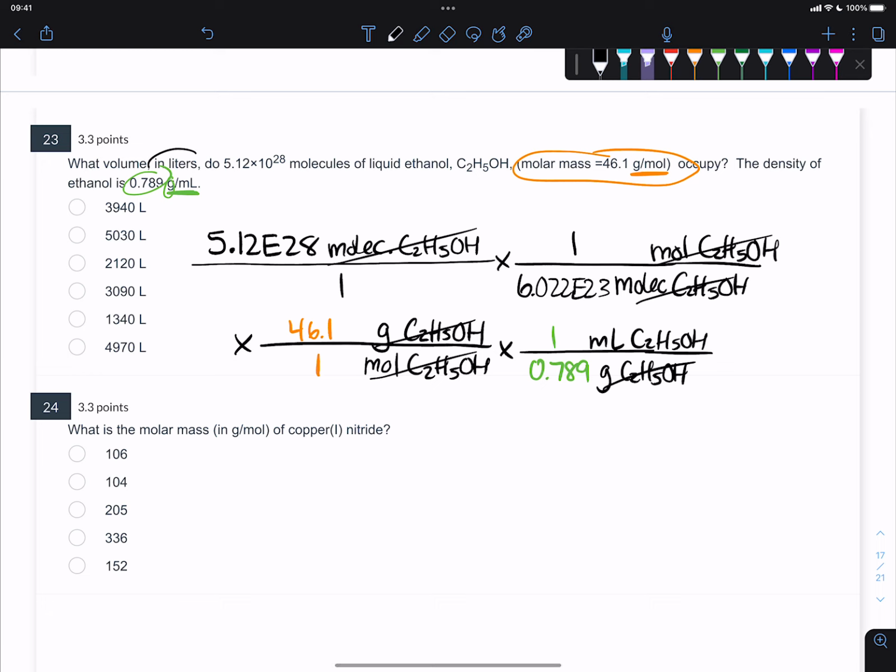But notice how it says in liters, so you have to go one more step. We're going to go from milliliters to liters. I am not even going to write out the formula anymore because I'm sick of that. But we know that regardless of what the formula is, 1 liter has 1,000 milliliters. So your milliliters are gone. And now your dimensional analysis confirms that the only unit remaining is liters. Run your math through very carefully and you will get an answer.